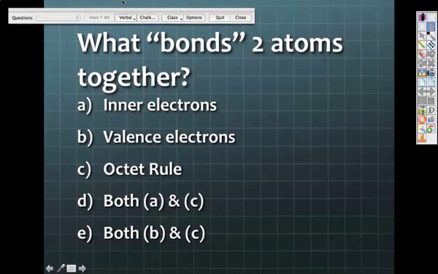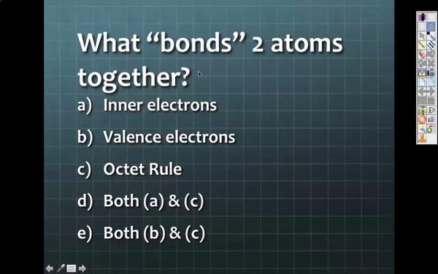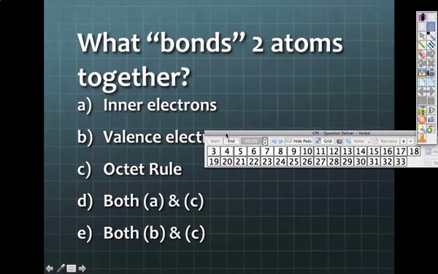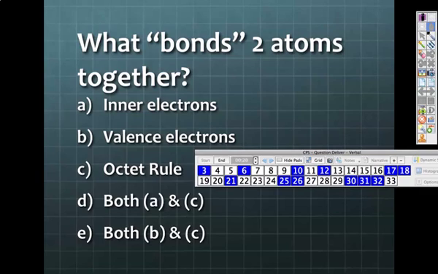There we go. So, first question for you. What bonds two atoms together? Is it their inner electrons, their valence electrons, the octet rule, both A and C, or both B and C? What is it that bonds two atoms together?